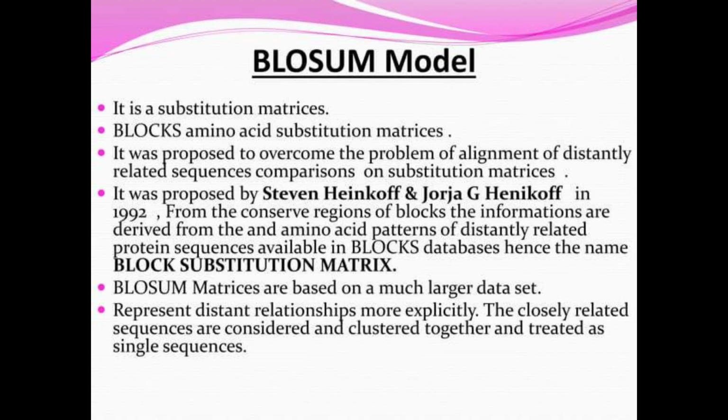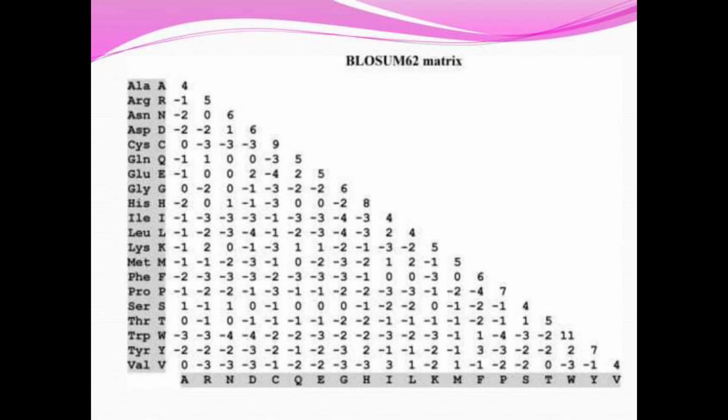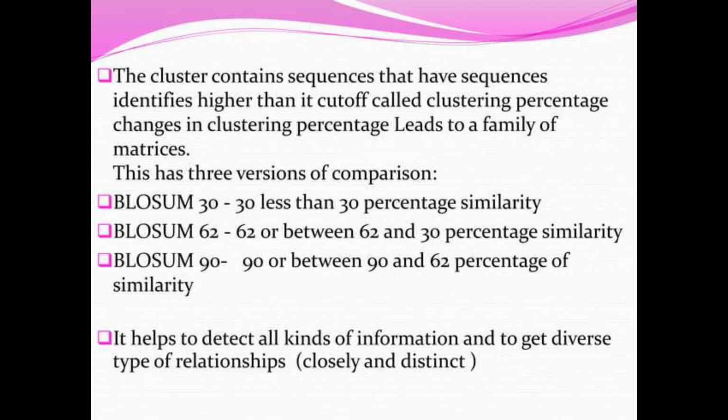BLOSUM is block substitution matrices, where we analyze block by block. Here BLOSUM has matrix 62. We have 30% similarity, 30 to 62% similarity, and 62 to 90% similarity, given as other versions of this comparison. BLOSUM 30, 62, 90 indicates what percentage of similarity is available.